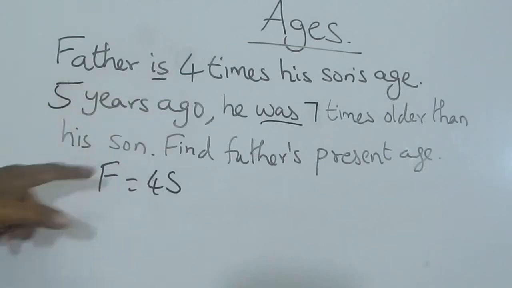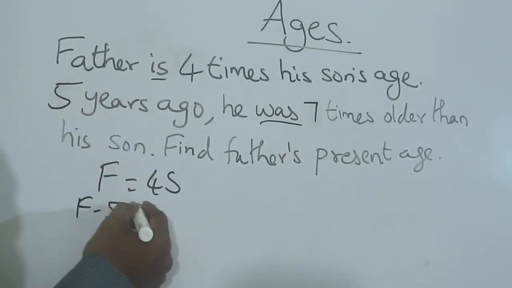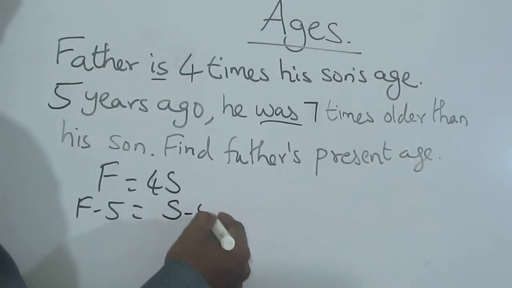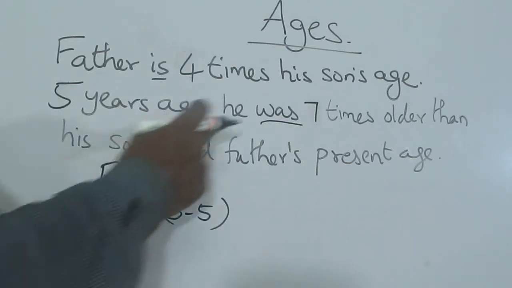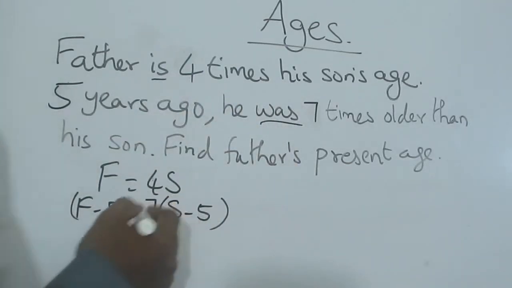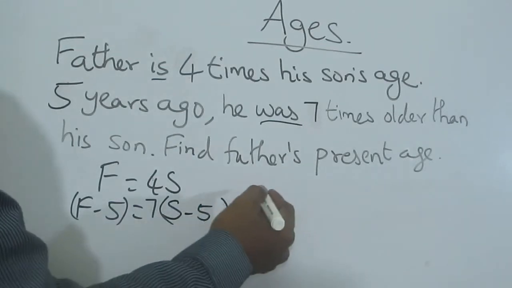What is the second equation? 5 years ago. Father 5 years ago will be F minus 5. Son 5 years ago will be S minus 5. Now what is the condition given? He was 7 times. So 7 into S minus 5. Once you solve this question, you will get son as 10 and father as 40.